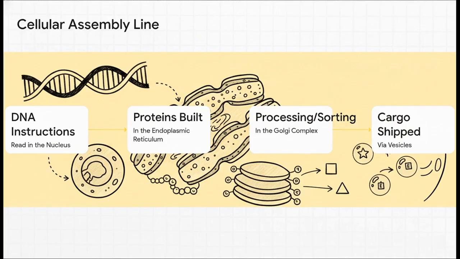From there, they head over to the Golgi complex. Think of that as the shipping and receiving department. It sorts, packages, and puts a shipping label on everything. And finally, the finished proteins are shipped out in these little bubbles called vesicles to wherever they need to go.